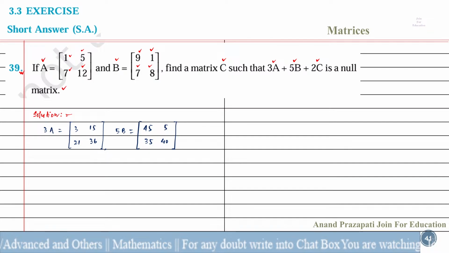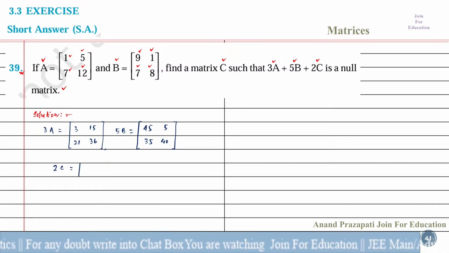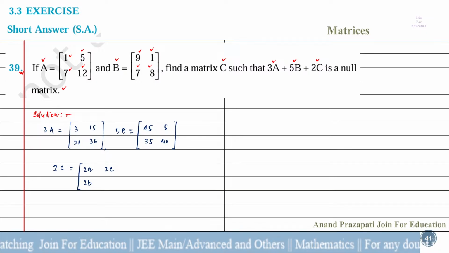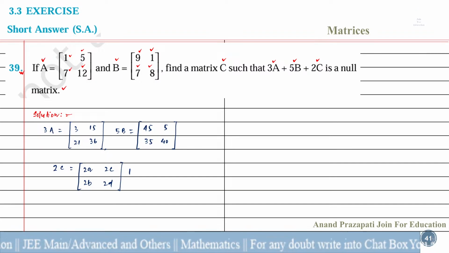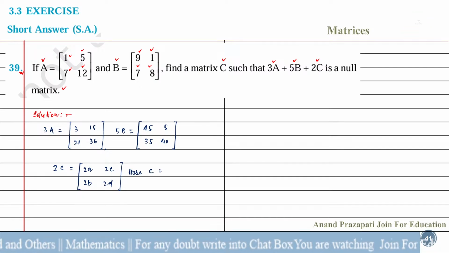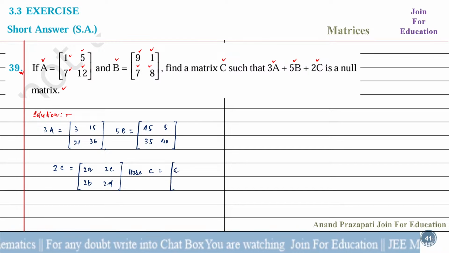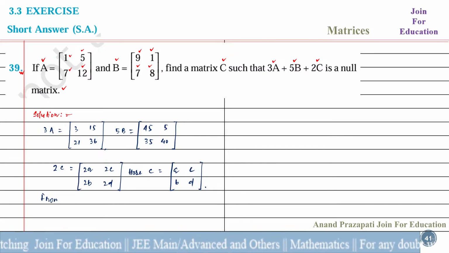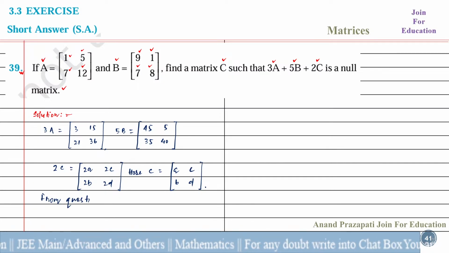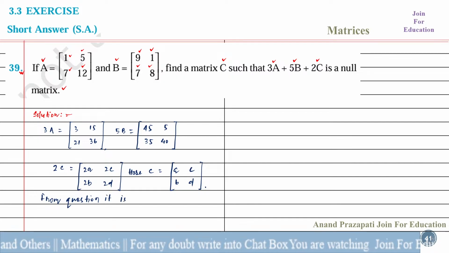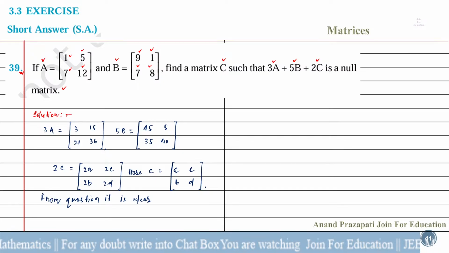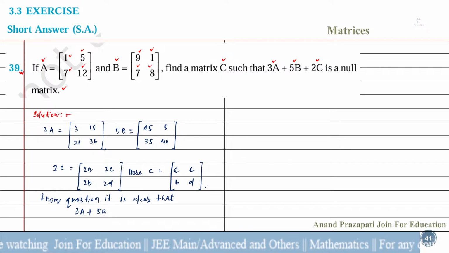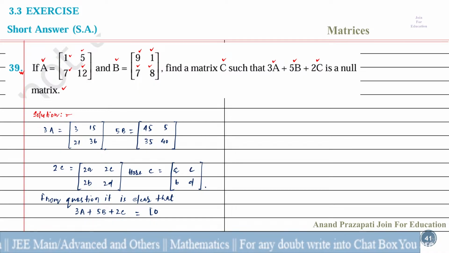And 2C equal to, suppose this is 2A, 2B, 2C and 2D, where C equal to A, B, C and D. From the question it is clear that 3A plus 5B plus 2C equal to 0. This is the null matrix or zero matrix.